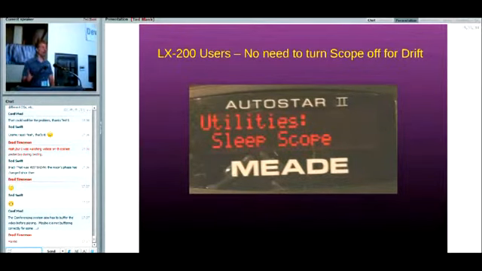Now the speckle interferometry guys, they're catching up with us, or we're catching up with them. They have several hundred data points per double star system that they measure. Now, if you have an LX200 telescope, there's no need to turn off your motor drive when you're doing the drift. You simply put it into sleep mode, and actually the hand control turns off. Then you hit any button to put the drift back on, and you're back drifting and tracking again. Next slide.